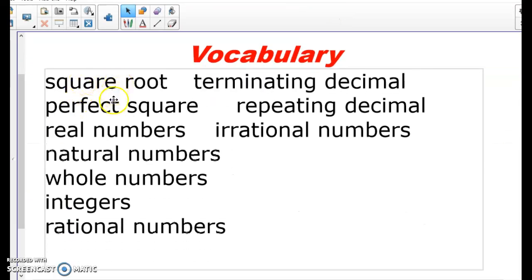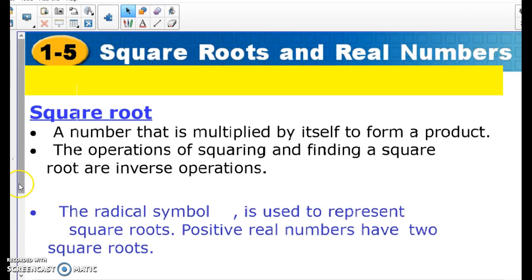Okay, so square root and perfect squares are the ones that we probably already know. But the things that get confusing are the difference between a real or natural or a whole or an integer. So some of those things could be a little confusing. So let's talk about square roots first.